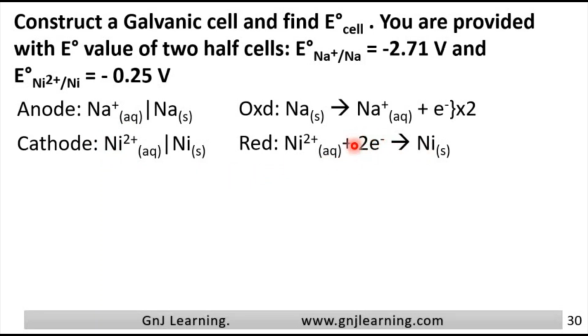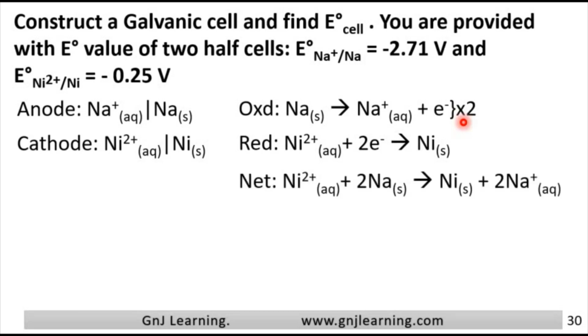Since there are 2 electrons involved here and only 1 electron involved there, I have to equate it by multiplying this oxidation reaction with 2. So the net reaction will be adding up all the reactants and products: 2Na plus Ni2 plus giving nickel plus 2Na plus.